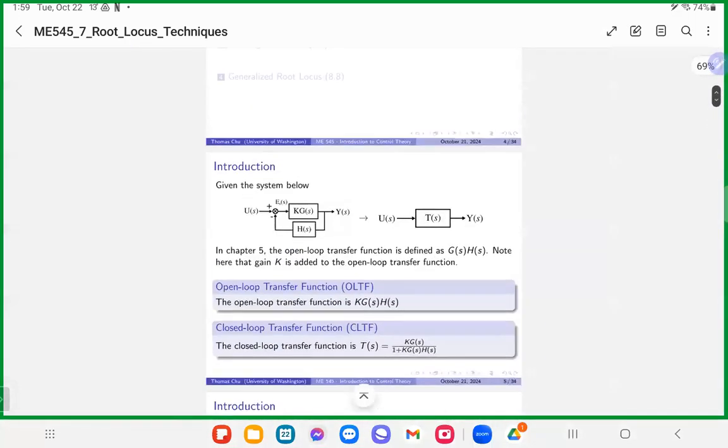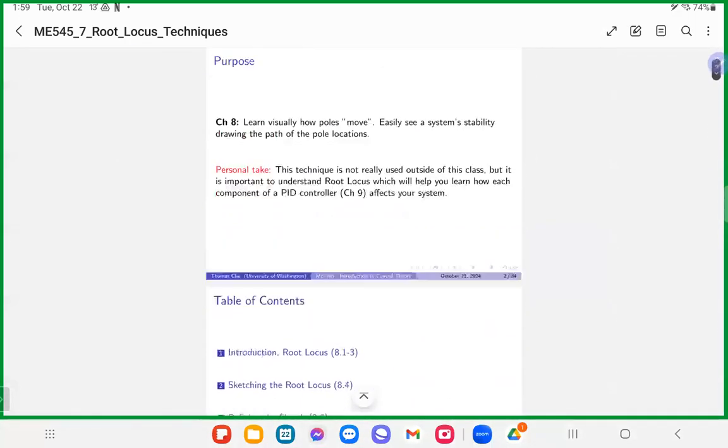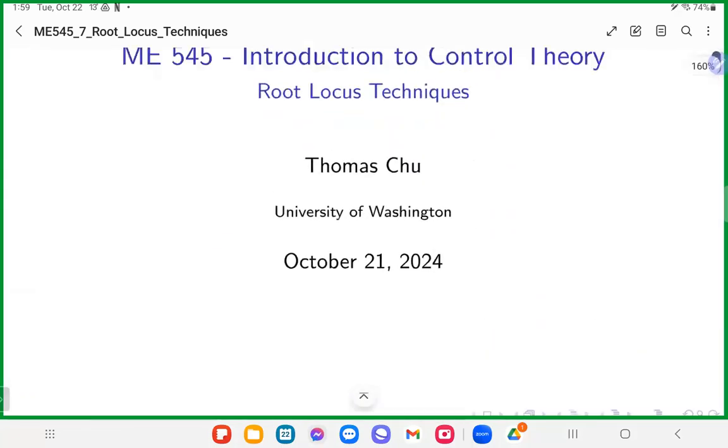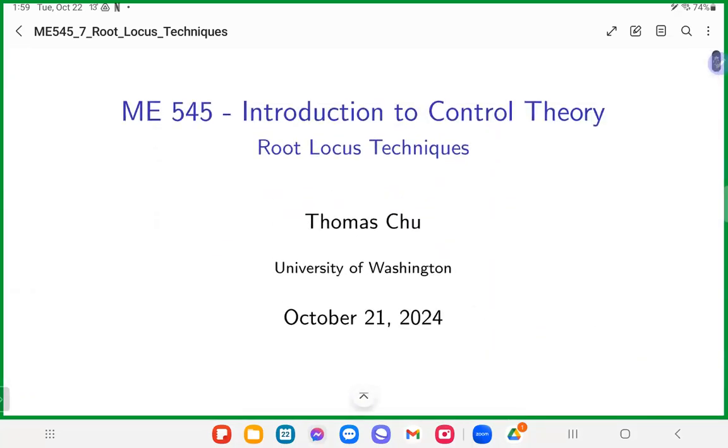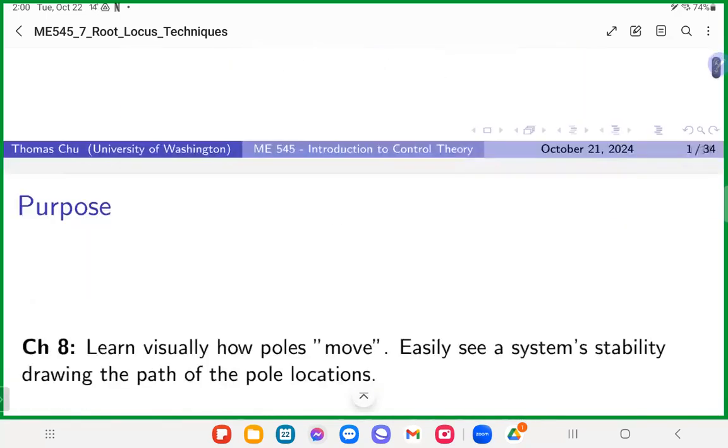This chapter is probably the start of our very important material, because understanding root locus is crucial for understanding each component of a PID controller and what each component does. And it starts with root locus. So even though PID and compensator design will not be covered until chapter 9, this is the chapter that builds the foundation for controller design. So we're going to be talking about chapter 8 on root locus techniques.